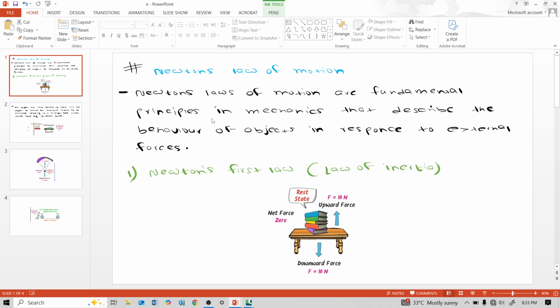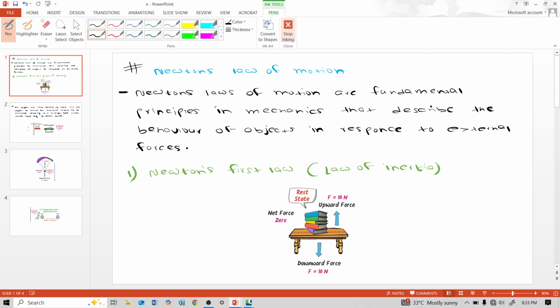Newton's laws of motion are fundamental principles in mechanics that describe the behavior of objects in response to external forces. So if this is an object, and if anyone applies force here, what will be the behavior of this object? What will be the response of this object to this external force?